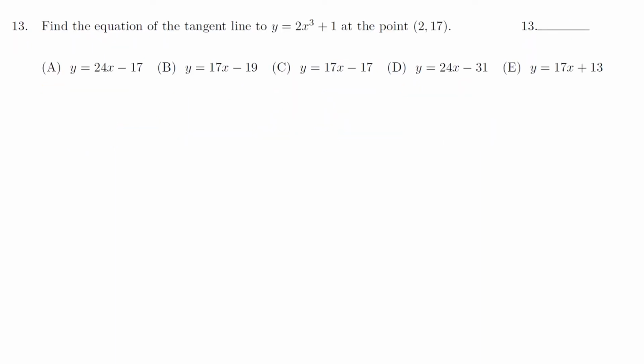Moving on. Find the equation of the tangent line. Okay, so very simple steps. First step, f prime of x equals 6x squared.